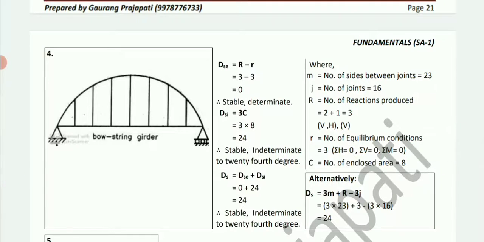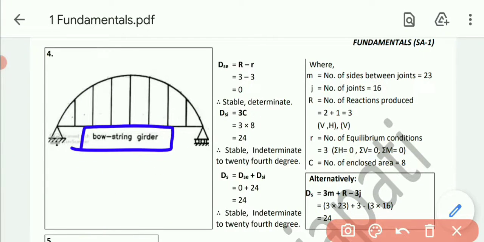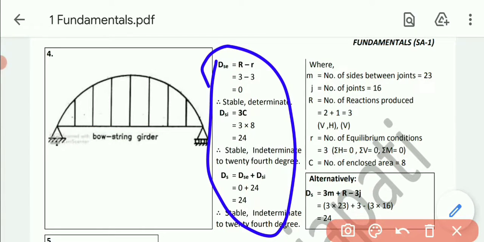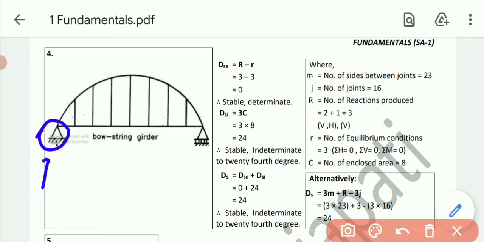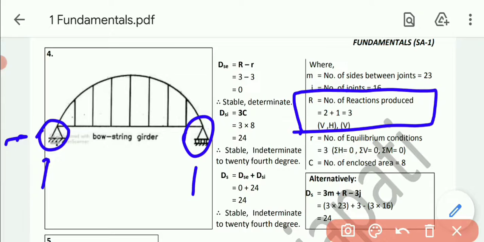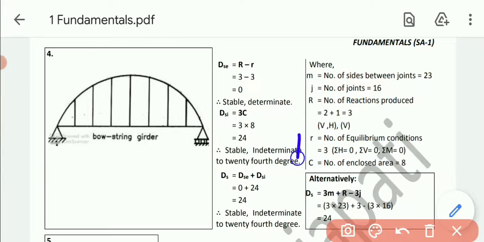Over here an arch is given to us, one type of girder, that is a bowstring girder. So first of all, our priority is this method, so I will calculate first of all capital R, vertical, horizontal, and over here roller support, only one reaction, that is vertical. So 2 plus 1, answer comes 3. Small r, that is the number of equilibrium equations, that is always 3. Talking about C, the number of enclosed areas: 1, 2, 3, 4, 5, 6, 7, 8. Total number of enclosed areas is 8.